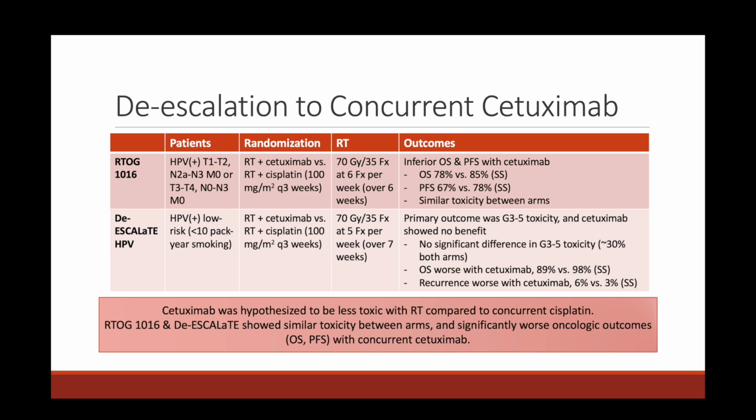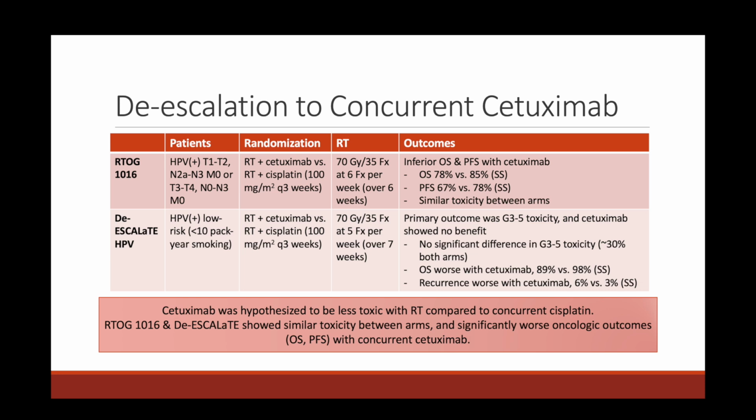But both of the trials did not show any benefit to the cetuximab. RTOG 1016 actually showed worse outcomes with cetuximab. The overall survival was about 7% worse, 78% versus 85%. The progression-free survival was about 9% worse, 67% versus 78%. And they found similar toxicity between arms, so it's not like cetuximab helped improve toxicity.